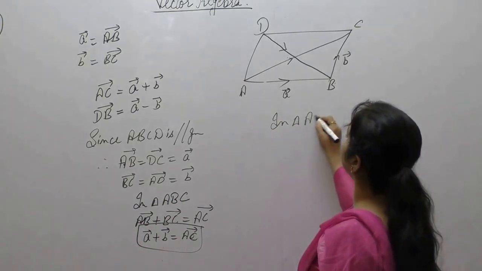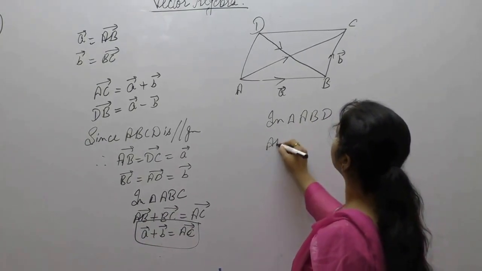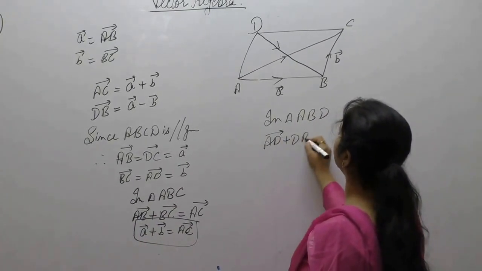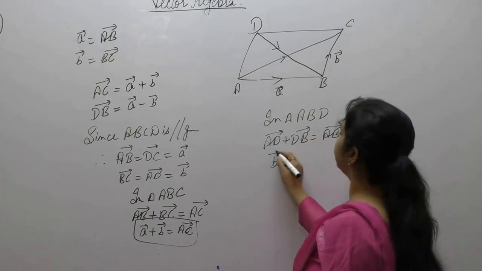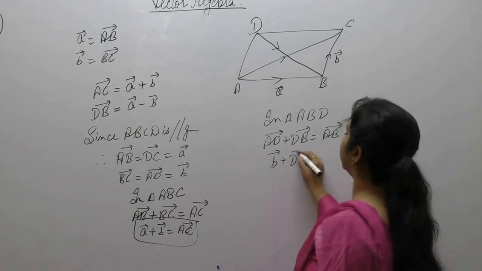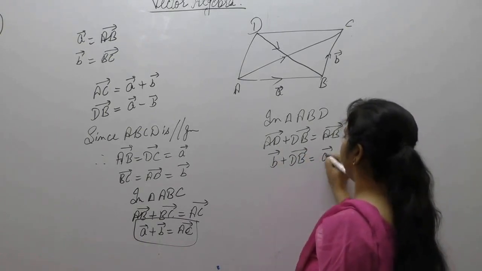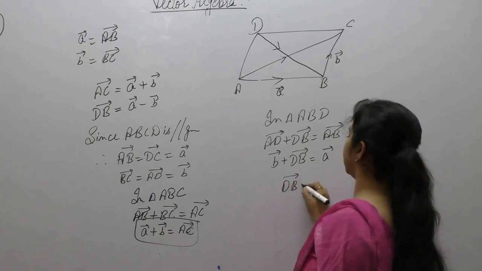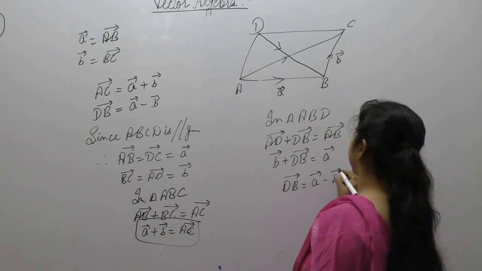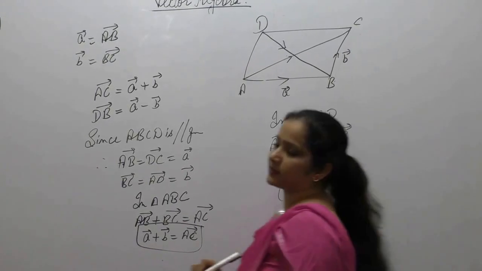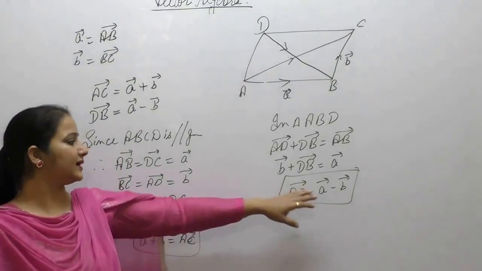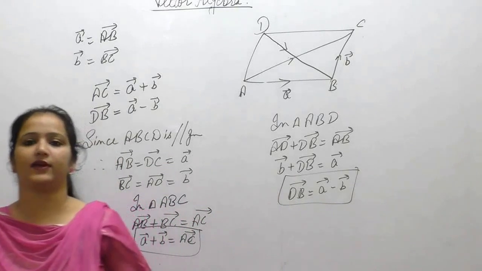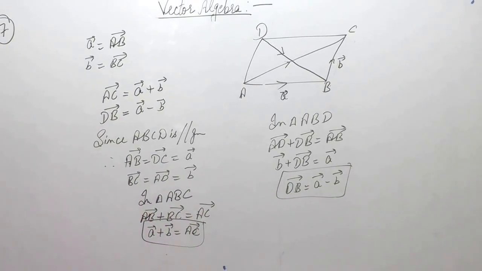Now in triangle ABD, AD vector plus DB vector is equal to AB vector. AD is B vector, DB we want to find out, AB is A vector. So DB vector is equal to A vector minus B vector. So the diagonals of the parallelogram are A plus B vector and the other diagonal is A vector minus B vector.